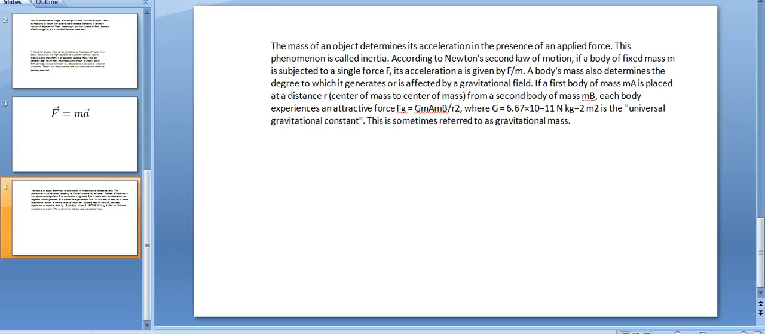A body's mass also determines the degree to which it generates or is affected by a gravitational field. If a first body of mass ma is placed at a distance r from a second body of mass mb, each body experiences an attractive force Fg = G ma mb / r^2, where G = 6.672 × 10^-11 N kg^-2 m^2 is the universal gravitational constant. This is sometimes referred to as gravitational mass.